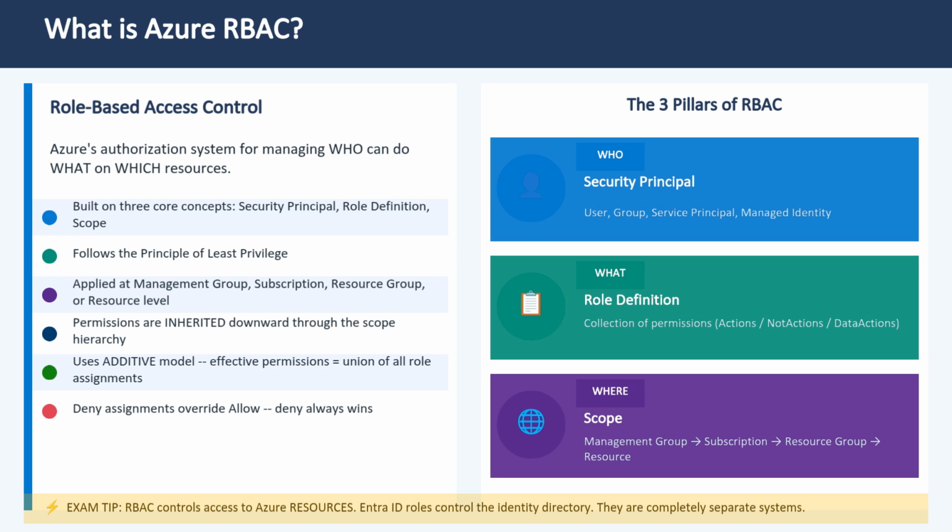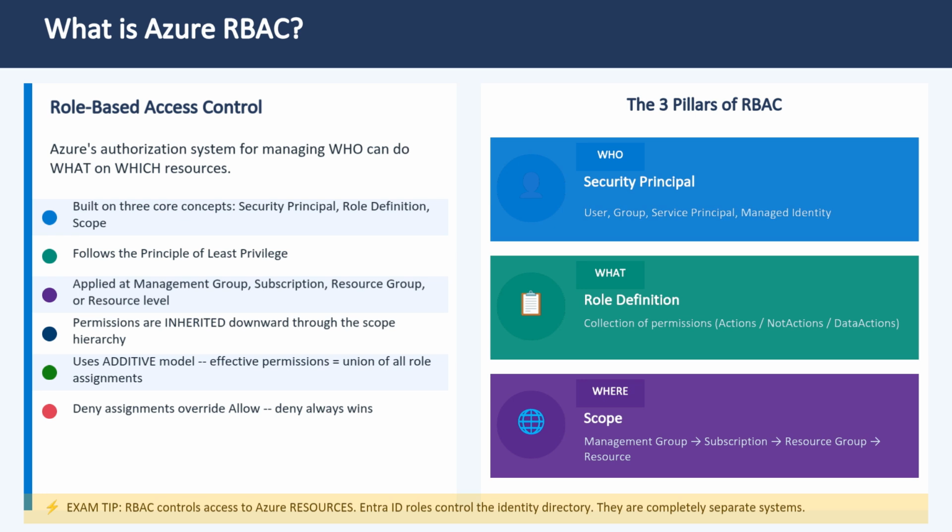The next pillar is the role definition, or the what. This is a JSON document listing what the principal can do, the actions, and what they cannot do, the not actions. It also covers data plane operations like data actions and not data actions. Examples: owner, contributor, reader. We'll cover these in detail. Pillar 3 is the scope, or the where. This defines the boundary the role applies to. More on this next slide.